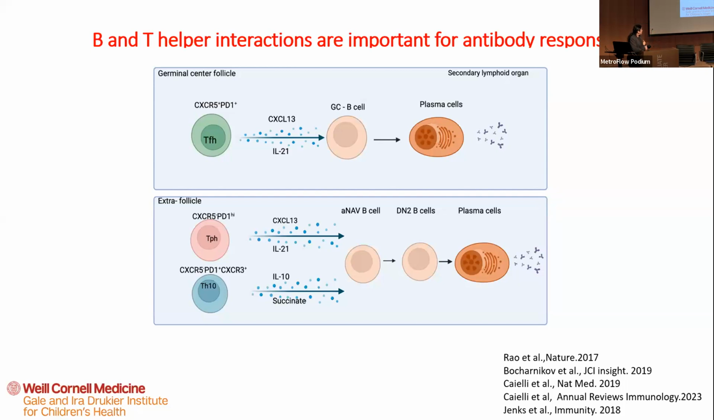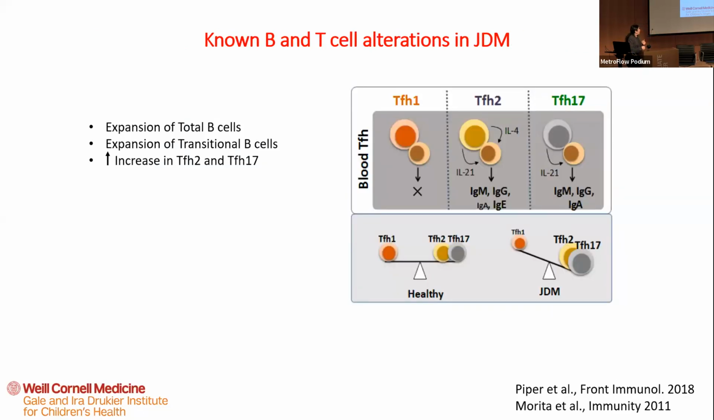Now, in a study that I contributed to from the lab, we characterized another T helper cell in the SLE patients, where we show that, unlike the classical IL-21 and CXCL13, IL-10 and succinate play an important role in inducing the double negative 2 cells to generate autoantibodies. Now, coming to JDM, what do we know about T and B cells in JDM?